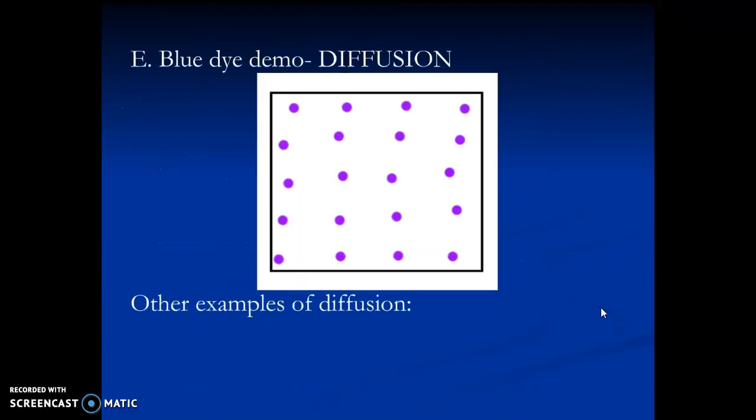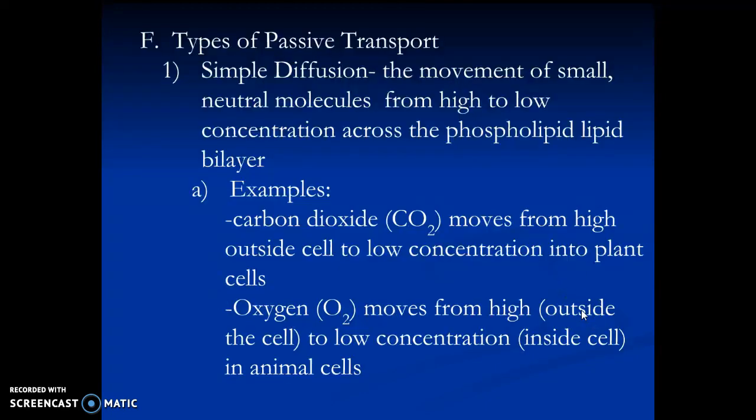The first one is diffusion. I don't know why these particles are all equally distributed right now. They're supposed to start out all in one corner and then all spread out, but that would be diffusion. So the first type is simple diffusion. It's the movement of small neutral molecules from high to low concentration across the phospholipid bilayer.